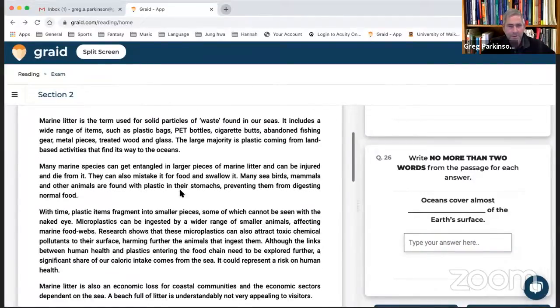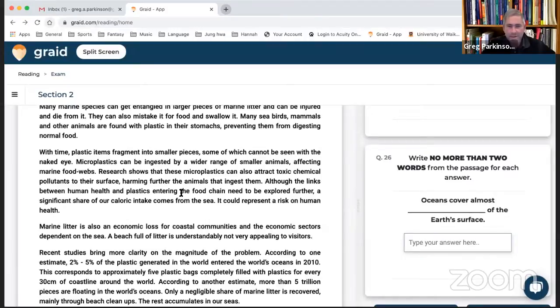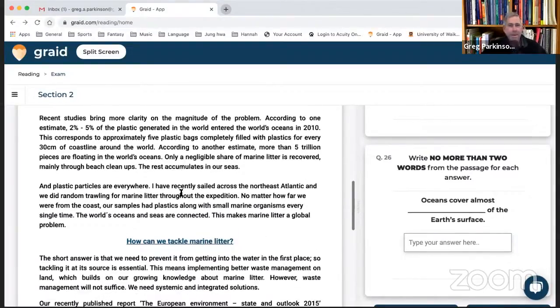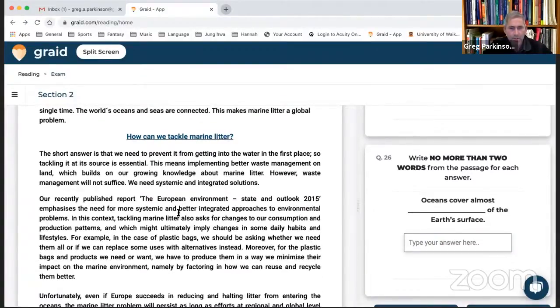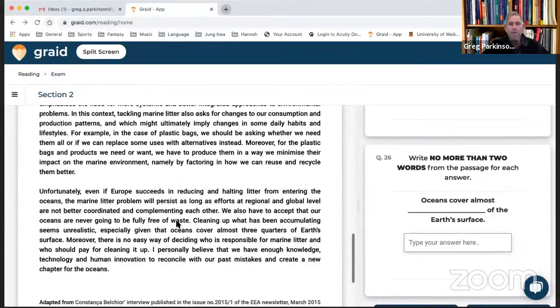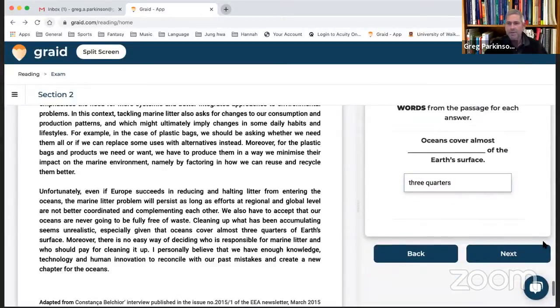So let's look for Earth's surface. Again, I'm starting to scan faster because I'm more familiar with the reading. Looking for Earth's. Okay, and it just appeared to me. So Earth's surface. So let's read the whole sentence. Cleaning up what has been accumulating seems unrealistic, especially given that oceans cover almost 3/4 of the Earth's surface. So no numerals, rather. So here we have a written fraction written out. So that's the end of this particular section.